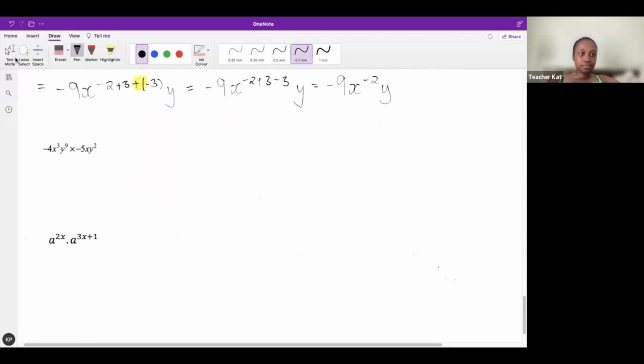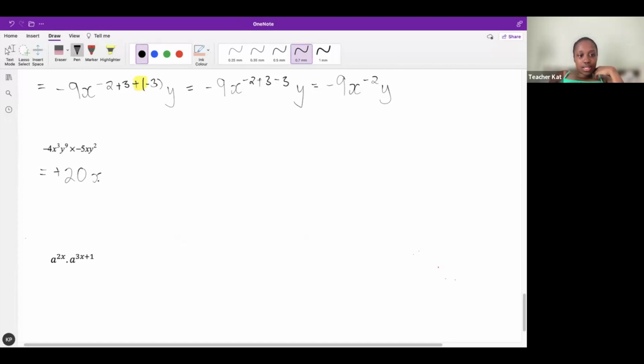Next, I have negative 4x cubed y to the power of 9 times negative 5xy squared. Okay, symbols: negative times a negative. So my answer is going to be positive. What's negative 4 times negative 5? What's 4 times 5? Excuse me, we already dealt with the negatives and positive. What's 4 times 5? We have a 20.